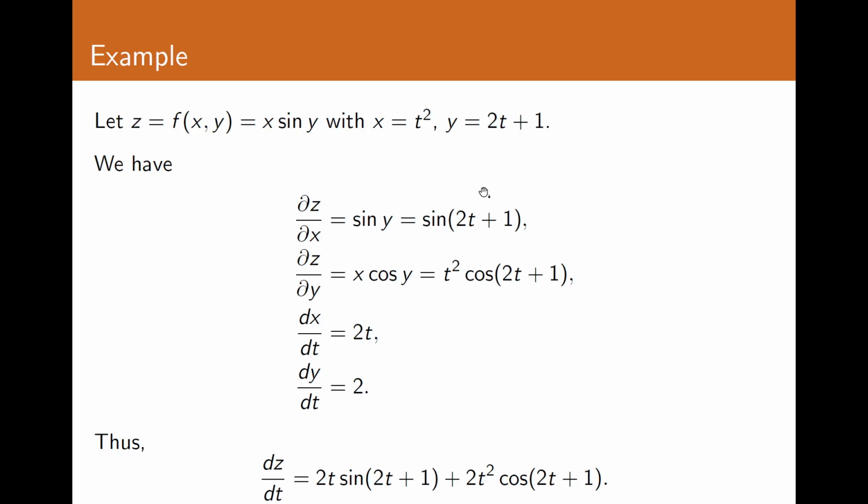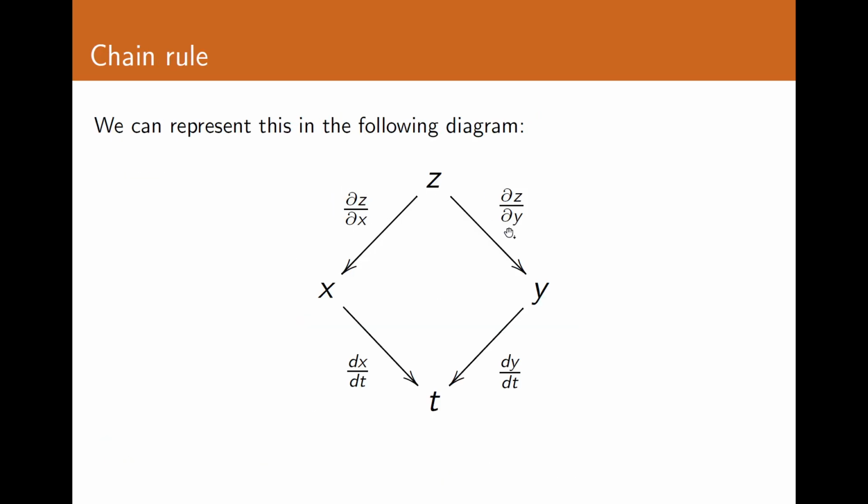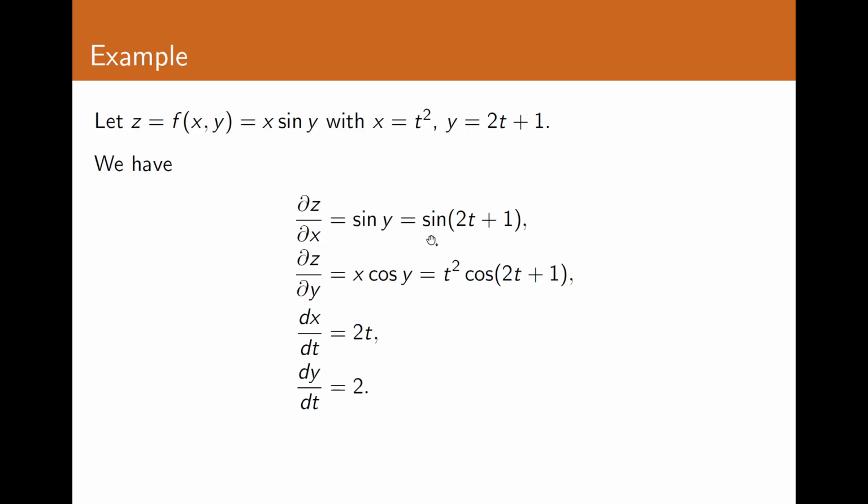So we have dx/dt times the partial of z with respect to x, and we get 2t times sine of 2t plus 1, which is the term coming from the x direction of the diagram. And now if we go down the right side of the diagram, we get 2 times t squared cosine of 2t plus 1. So you just follow the diagram down. When we look back at this diagram, we calculate each piece, which is what we did, and then we put them all together to get this formula. So this is calculating those pieces along the diagram, and this is putting them all together by going down the different paths.